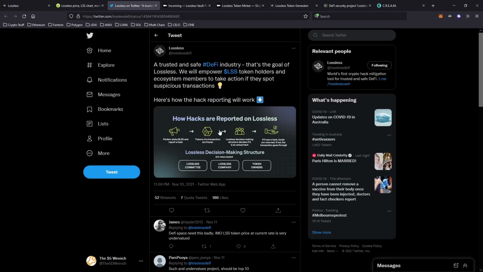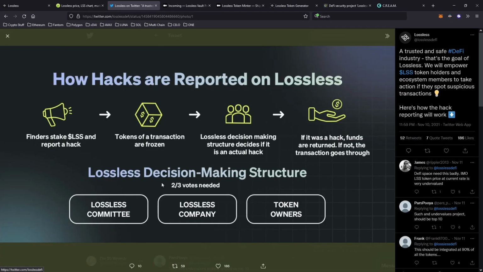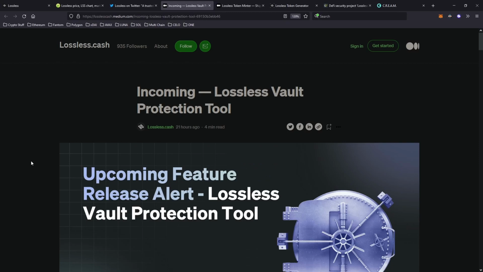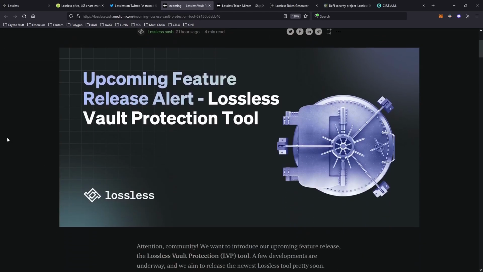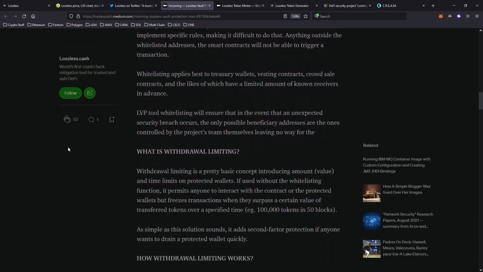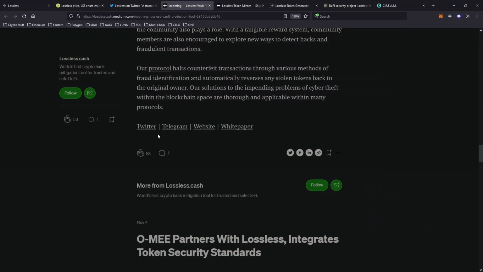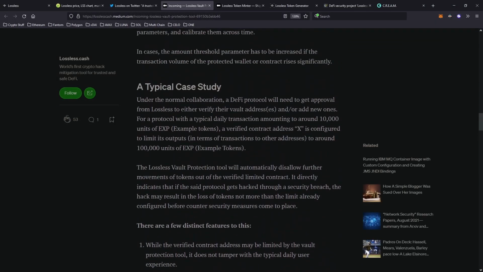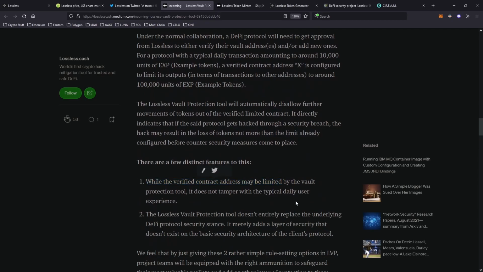Coming onto their Twitter, they posted a nice diagram which shows how the process works. It's basically what I explained before: people find a transaction, it's frozen, the decision makers decide whether it's a hack or not, and if it was, the funds get returned. Something really cool, hopefully being developed very soon, is a vault protection tool. This page just got published yesterday, and it's a whole lot of reading. I know not everyone likes to read, but basically it provides a whitelist protection tool that only allows a token to move certain places.